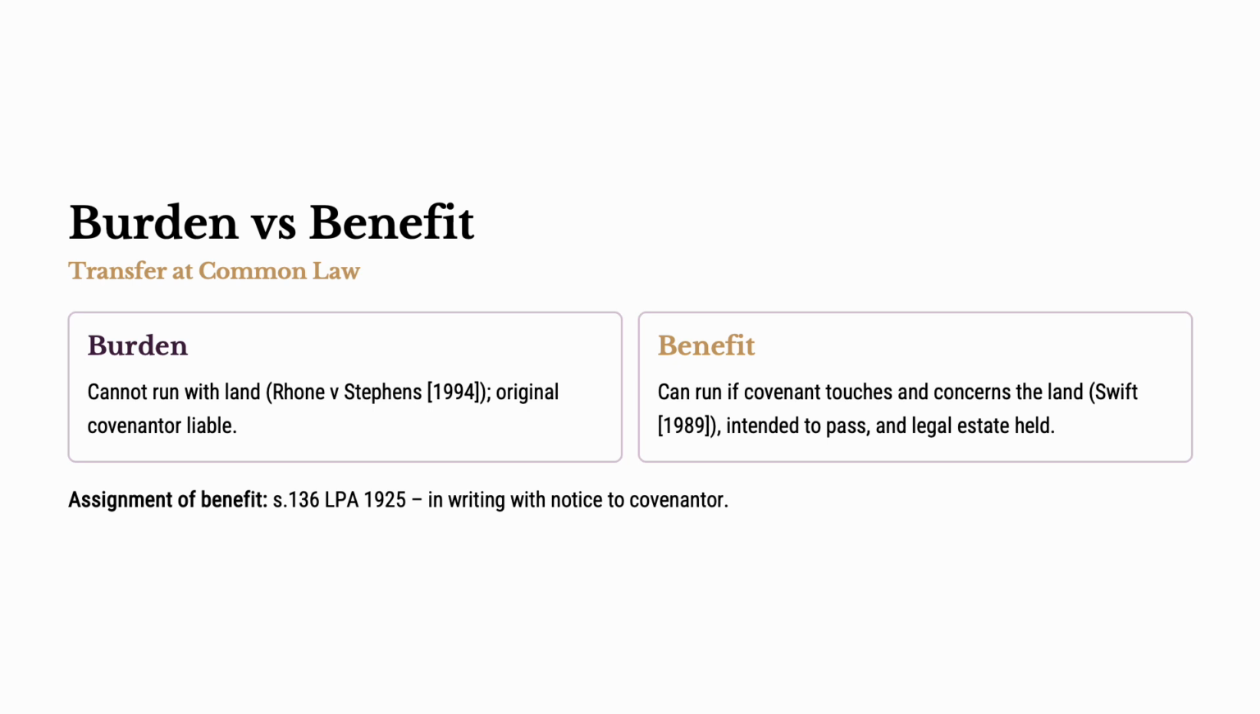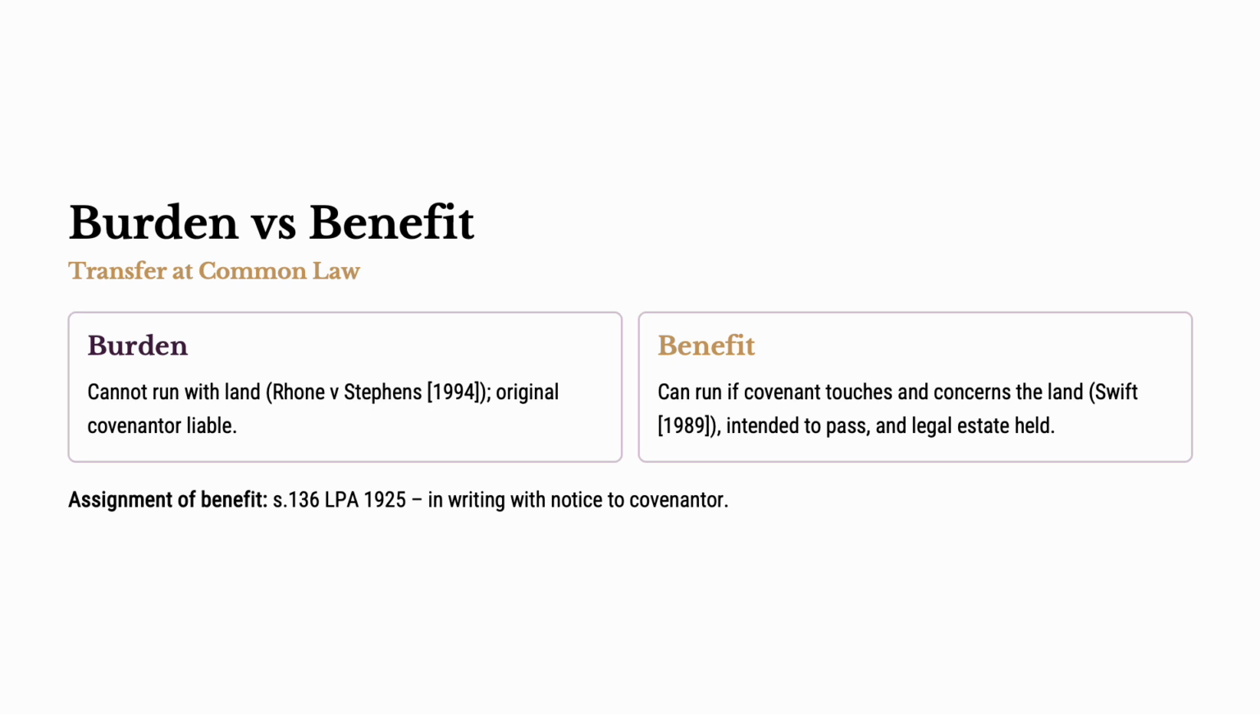Second, the original parties must have intended the benefit to pass to the successor. This intention is usually presumed from the nature of the covenant. Third, the successor claiming the benefit must hold a legal estate in the dominant land. If these requirements are met, the benefit passes automatically to the successor of the dominant land at common law. This means if B sells the dominant land to D, D can sue A for breach of covenant even though D was not a party to the original agreement.